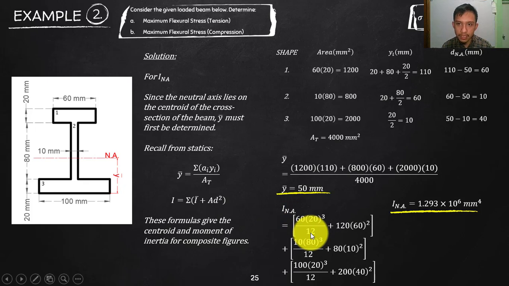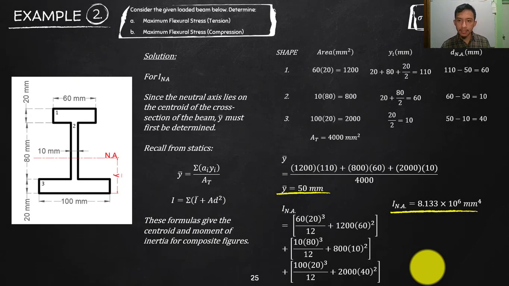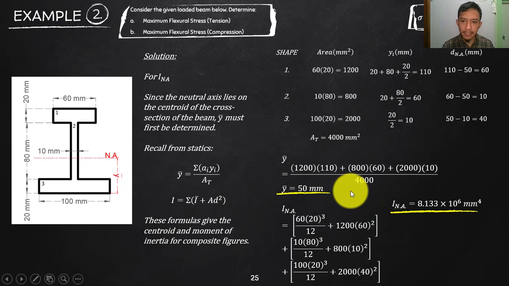So your B is 60. Your H is 20 cube over 12 plus 120, that is the area. I'm sorry, that is not 120. Let me just change that one again. That is just a typo. Okay, so again, that is a typo error. We changed that one a while ago, but we forgot to change this one. So when I change this one, that is just following your transferred moment of inertia formula.